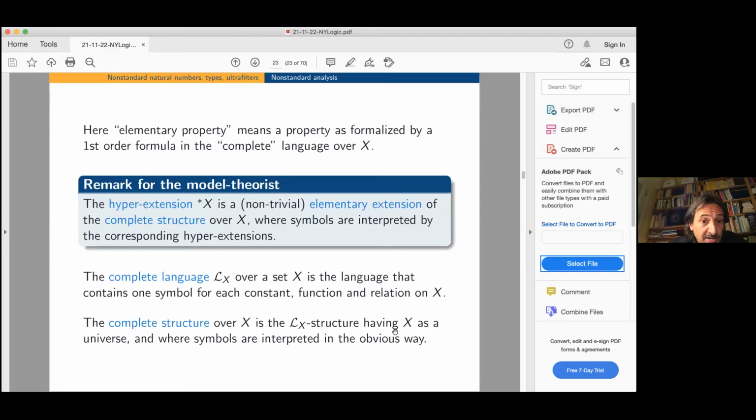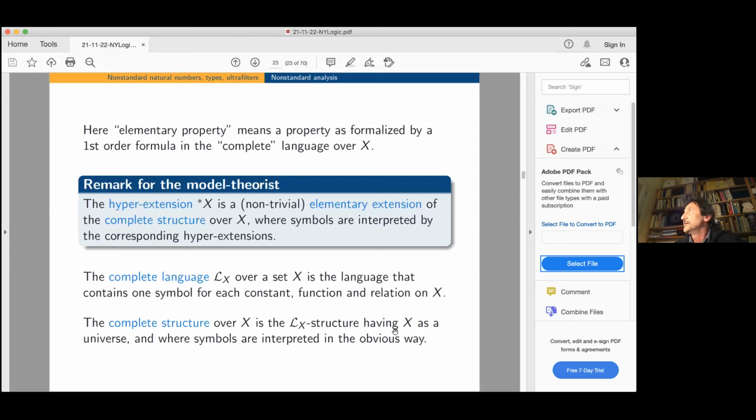So to be precise, for instance, the hyperextension, say, star R of the real numbers is an elementary extension in the strong sense that it is an elementary extension with respect to the complete language. It's what is called the complete elementary extension. So in non-standard analysis, you don't have countable languages. You have an extremely rich language where you have one symbol for any possible constant, function, and relation. So if you're starting with the natural numbers, any subset of the natural numbers will be definable.